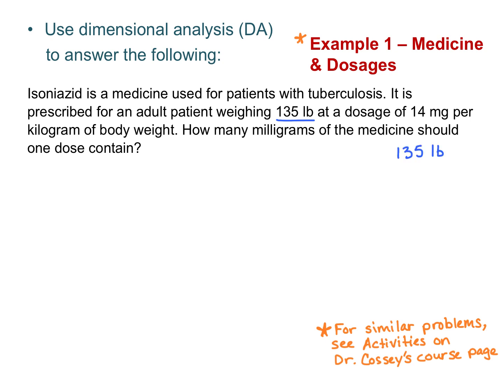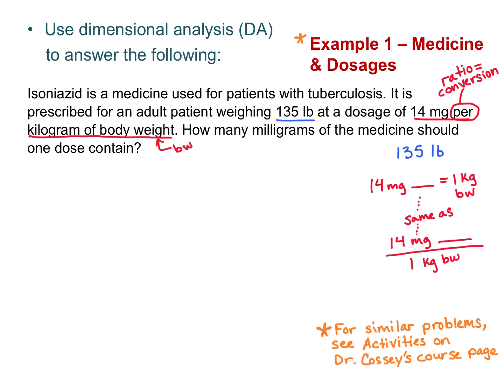And then there's a dosage of 14 milligrams per kilogram of body weight. That has per in it. What does per make you think? Right? It's a ratio. So that's going to be one of our conversion units. You can write it as a conversion unit where you use an equal sign, or you can write it as a ratio. Just note if you use a ratio that you can flip it upside down, but either one of those is fine.